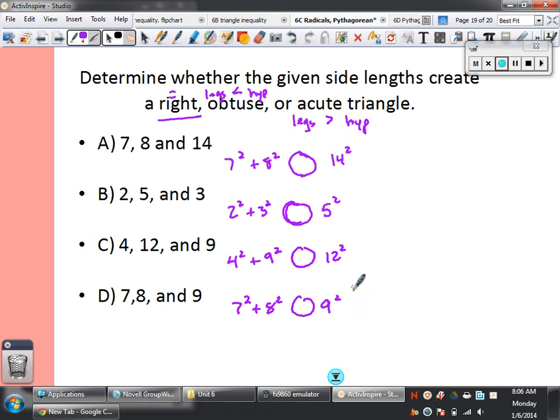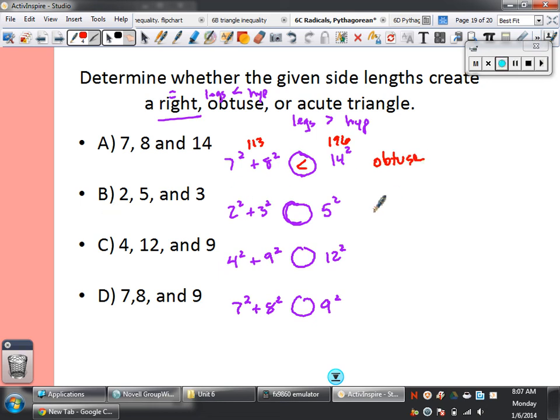Also, a good habit to get into is to check and make sure that the sum of the two smaller sides is greater than the remaining side, because if it's not, it's not even a triangle. We don't have to do the problem. So let's take a look here. 7 plus 8 is more than 14. So 7 squared is 49. 8 squared is 64. 49 plus 64 is 113. 14 squared is 196. So this is less. Because the legs are less, this is obtuse.